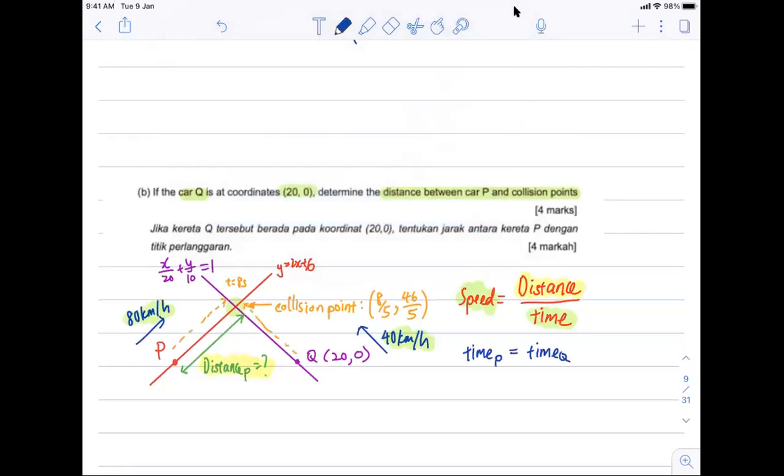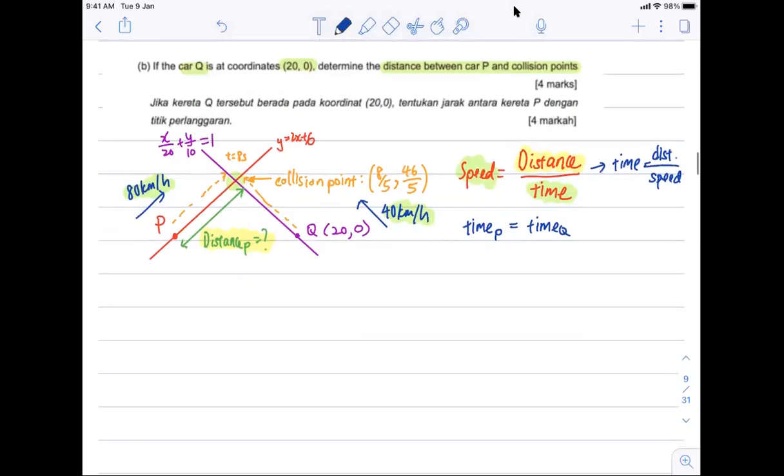So from the formula, we know that time is also equal to distance divided by speed. So from this fact, we can derive this formula: distance P over speed P is equal to distance Q over speed Q.